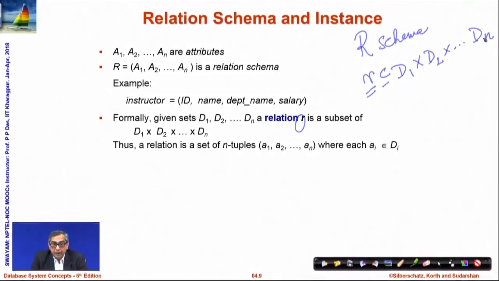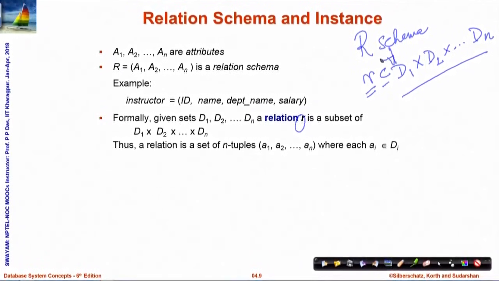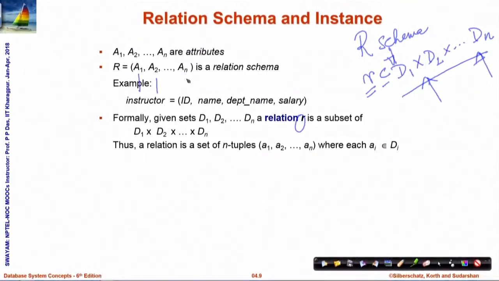So, recall the mathematical notion of relation, which says that a relation is basically a subset of a set. So, these are the possible values. The first attribute can take values from D1, the second attribute can take values from D2 and so on, and the nth attribute can take values from Dn. So, any specific row, any specific record is a set of values for A1, A2, An, and therefore, is a member of this Cartesian product, and the relation is a subset of that.